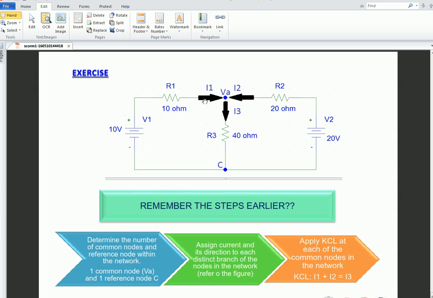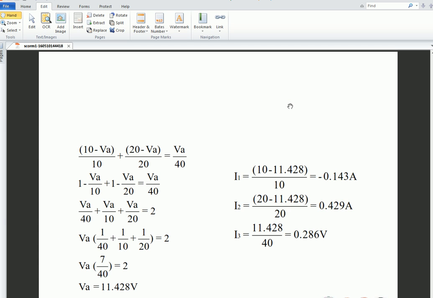So we will have three equations: (V1 minus VA) over 10, similarly (VA minus 0) over 40, that would be VA over 40. Similarly, the third equation would be (V2 minus VA) over 20. So we have defined (10 minus VA) over 10 plus (20 minus VA) over 20. These are the currents entering the node, equal to the current leaving the node, which is VA over 40.